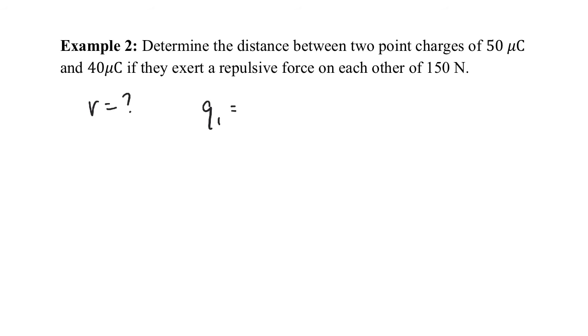Our first charge is 50 microcoulombs, and I'm writing this out for a reason today. And the second charge is 40 microcoulombs. So right off the bat, look what I do right away. I don't sit there and wait and think, oh, what's micro? Micro is -6. Milli is -3. Nano is -9. Those are the 3 that you need to know for this section.